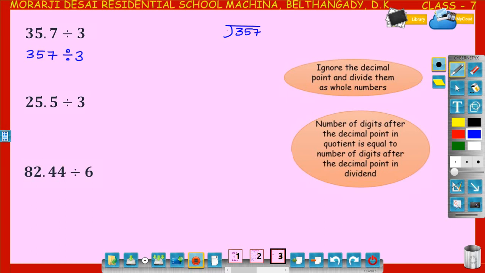357 by 3. 3 ones are 3. Subtract, then bring down 5. 3 ones are 3. 5 minus 3, 2. Then 7. 3 nines are 27. So 357 by 3 is equal to 119.